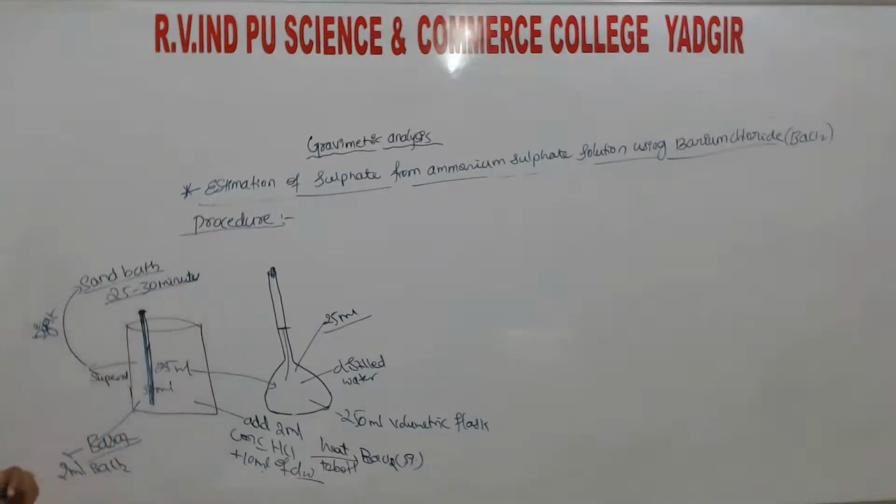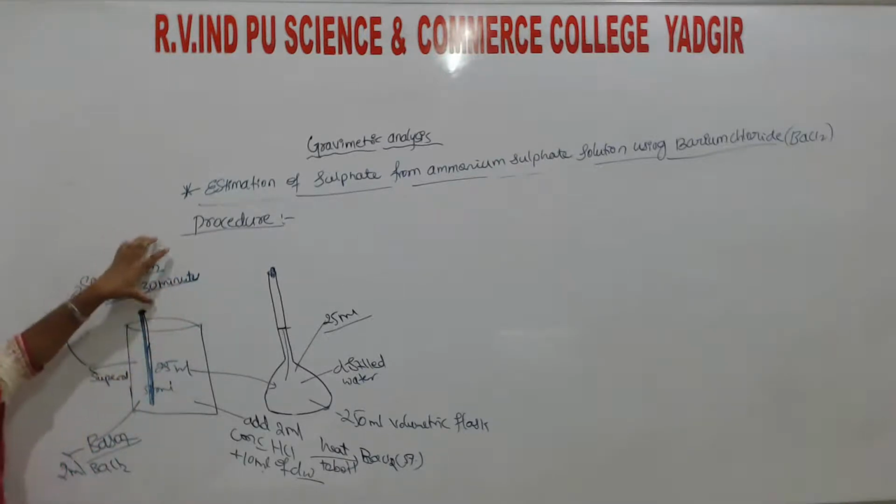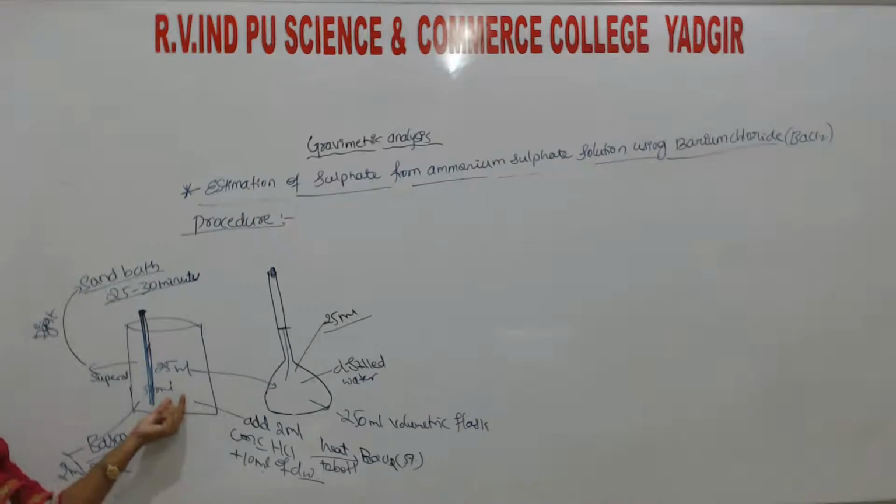Digest the barium sulfate precipitate, or residue, under the supernatant liquid on a sand bath for 25 to 30 minutes, taking care that the solution does not boil, so that you get a clear supernatant solution and the barium sulfate precipitate settles. It does not boil; you take care for digestion purposes here.